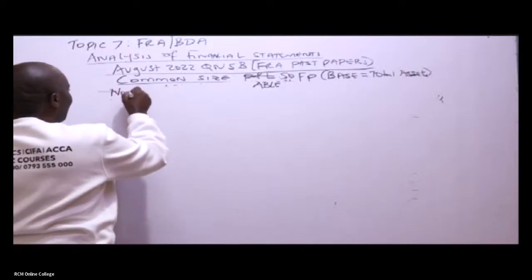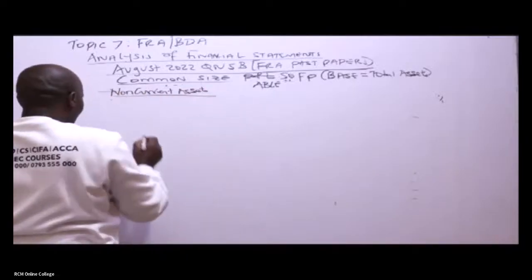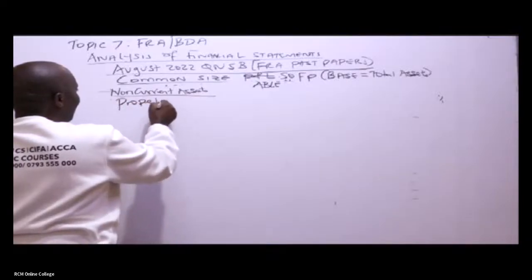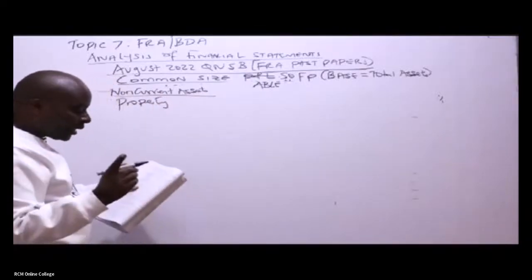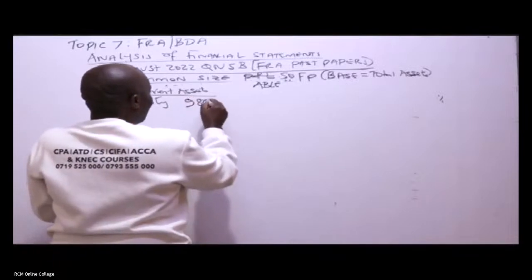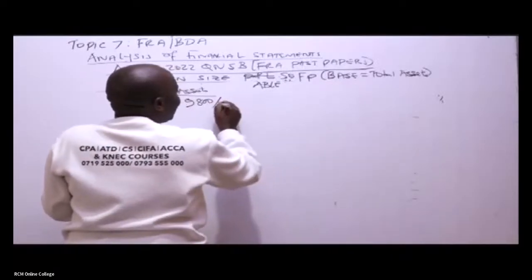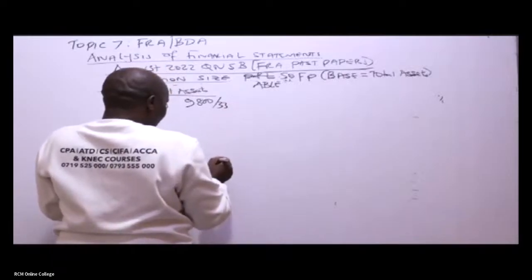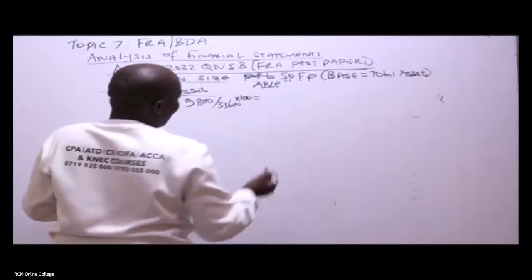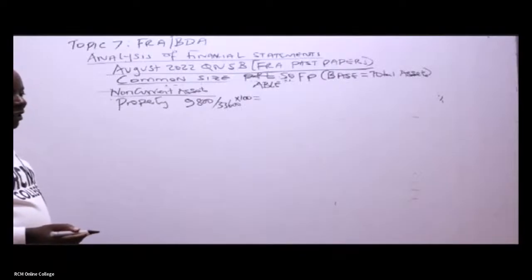So we have non-current assets. Non-current assets, ladies and gentlemen, I can see property. So property for Able is 9,800. So it will be 9,800 divided by the total assets you guys have given me, which are 33,600, times 100. What are you guys able to get there? 9,800 divided by that 33,600 times 100.